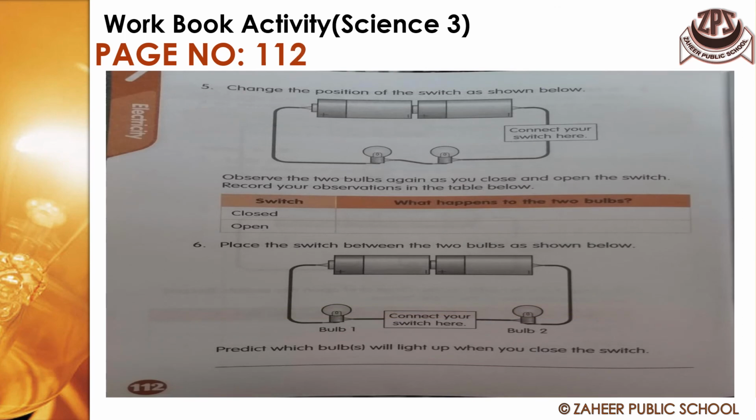And the activity given on your page number 112, you also have to complete the table given in question number 5. You have to write what happened to the two bulbs when the switch is closed and what happened to the two bulbs when the switch is open. And in the 6th question, you have to answer which bulb will light up when you close the switch. So you have to write your answer on this line.